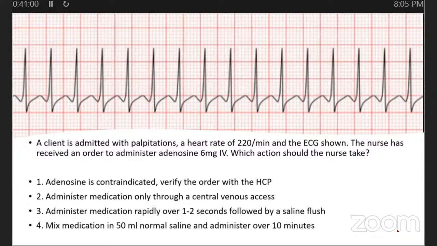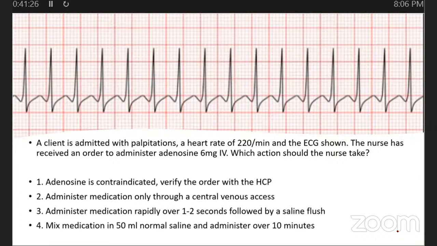Again, I'm just giving you all those nuggets you need to know. Whenever I see adenosine on the NCLEX, 6 milligram, always remember, if you need to repeat adenosine on the NCLEX, you need to increase it to 12 milligram. So write it down. Adenosine, first dose, 6 milligram. Second dose, 12 milligram. You want to remember that on the NCLEX.